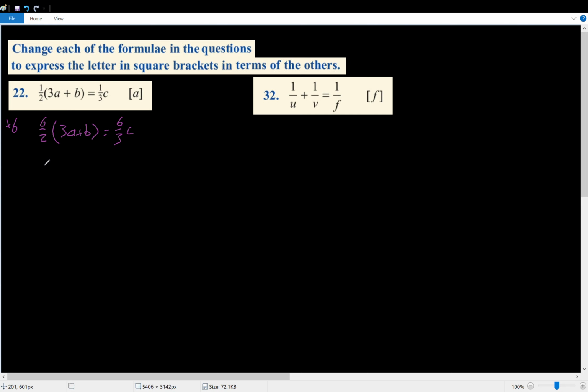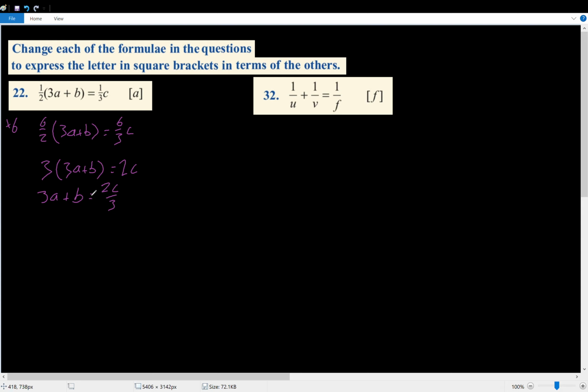Now 6/2 is 3, so we end up with 3 times 3a plus b, and 6/3 is just 2, so that's equal to 2c. Now from there, we can either multiply our bracket out or move our 3 at the very start. So I'm going to move our 3, so we end up with 3a plus b is equal to 2c over 3, because on the left it was a multiply by 3, so when we move it over to the right hand side of our equation it becomes a divide by 3.